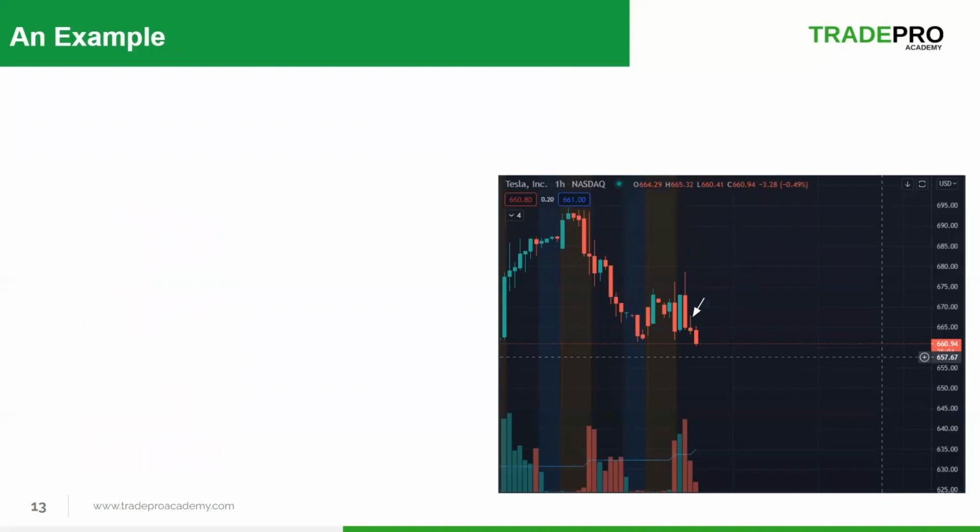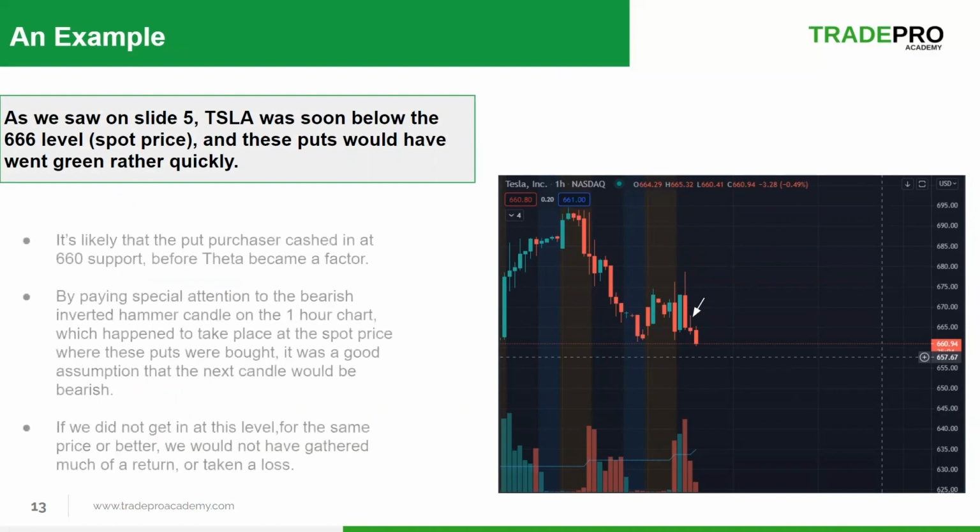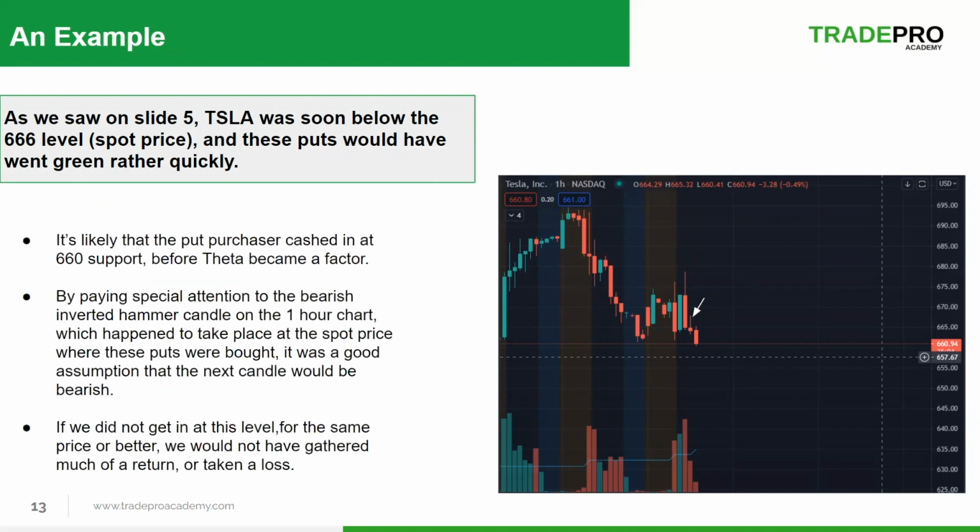Here's an example. As we saw on slide 5, Tesla was soon below the 666 level spot price, and these puts would have gone green rather quickly. It's likely that the put purchaser cashed in at the 660 support before theta became a factor. By paying special attention to the bearish inverted hammer candle on the 1-hour chart, which happened to take place at the spot price where these puts were bought, it was a good assumption that the next candle would be bearish, which it was, as we can see, broke through support.